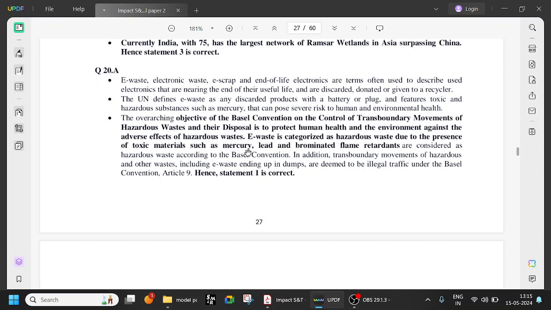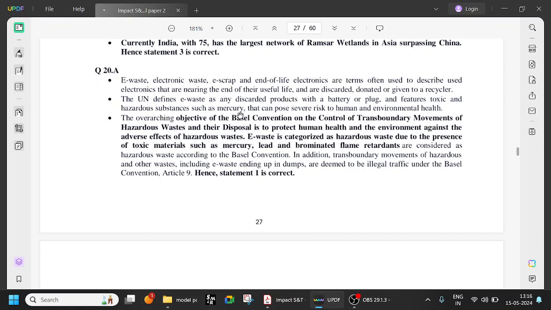Because of toxic materials such as mercury. So basically, this Basel Convention, you have to remember what it is. If we say Minamata Convention, it is regarding mercury levels in water. Similarly, there is one convention for persistent organic pollutants, and the Convention on Biological Diversity. All these things you have to remember.